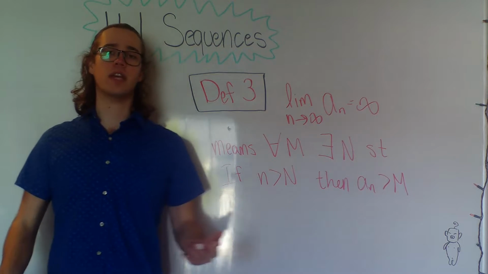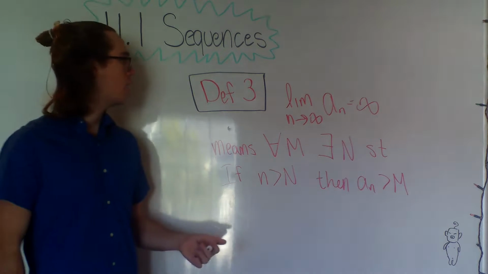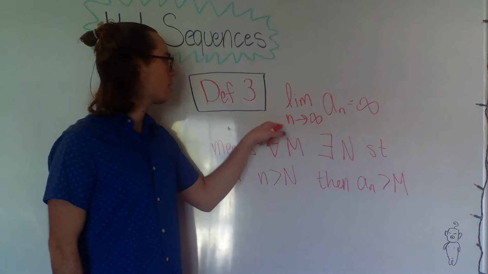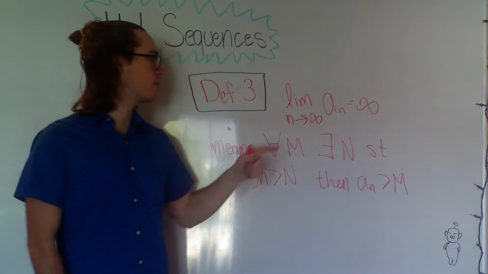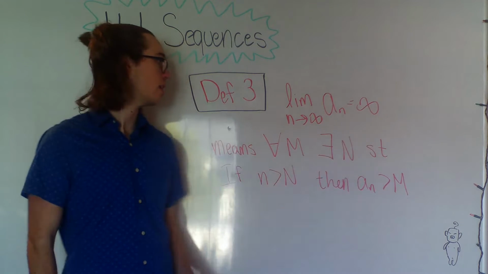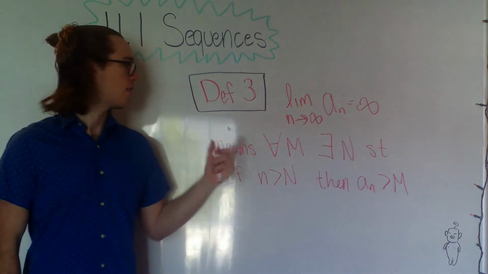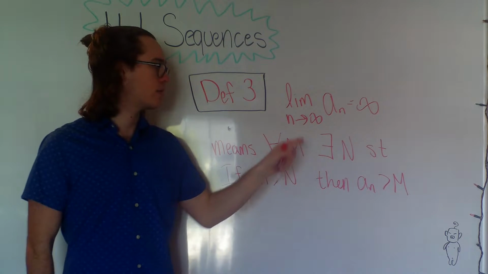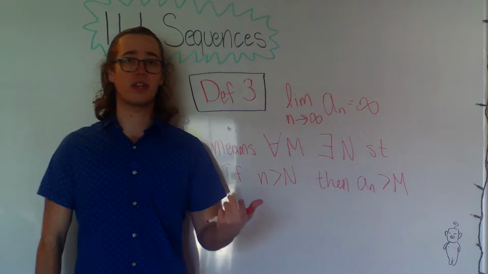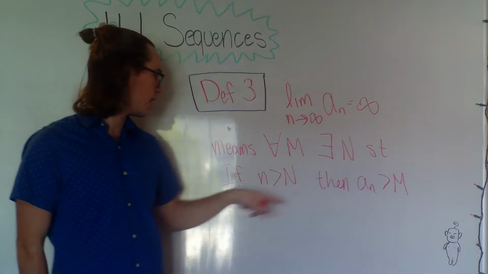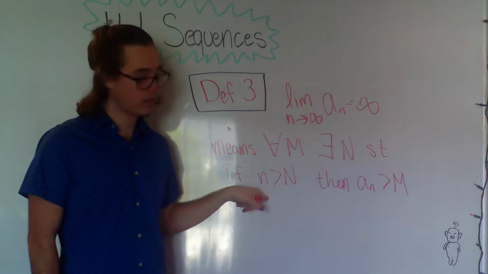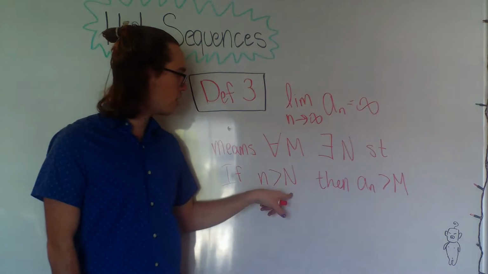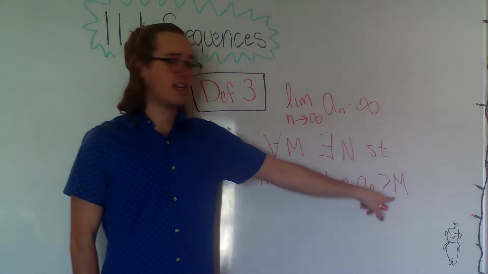For definition 3, we have another analysis-looking thing. It says that the limit as n approaches infinity of a sub n equals infinity. What does this mean? For every M there exists an N such that if n is greater than N, then a sub n is greater than M.